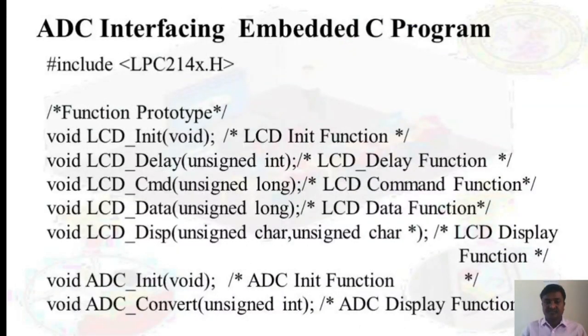Now let us see the ADC interfacing embedded C program. Hash include LPC214x.h, including the header file of LPC214x.h. Then function prototypes: void LCD init, the LCD init function, LCD delay function, LCD command function, LCD data function, LCD display function, and we are using the ADC initialization function and ADC conversion function. The ADC conversion function is where we are converting into a hex value.